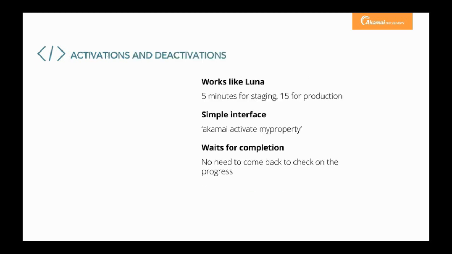Activation and deactivation work the same way they do in our web portal, and deploying your configuration to all 220,000 servers does take some time. So you can expect around 5 minutes for an activation on staging and 15 minutes for an activation to production. I won't demonstrate them here, but these tasks can be done with Akamai property activate property name and Akamai property deactivate property name.